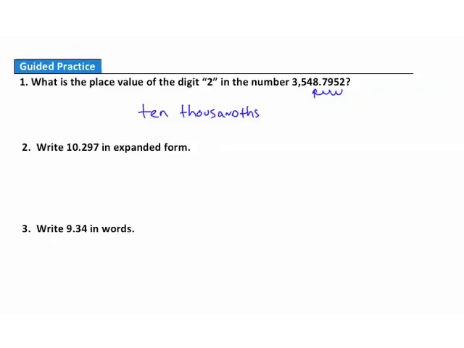So the digit 2 is in the 10,000ths place. Question 2. Write 10.297 in expanded form.